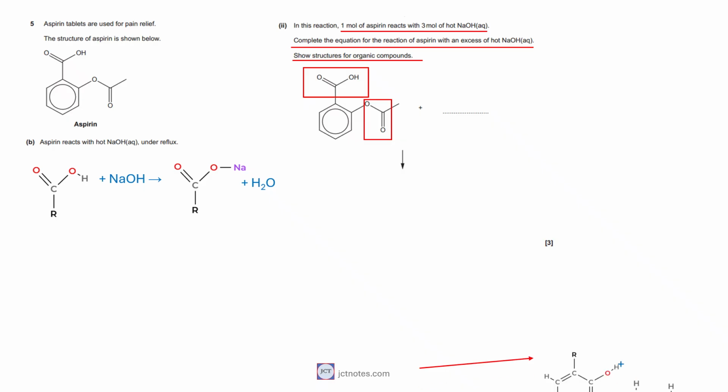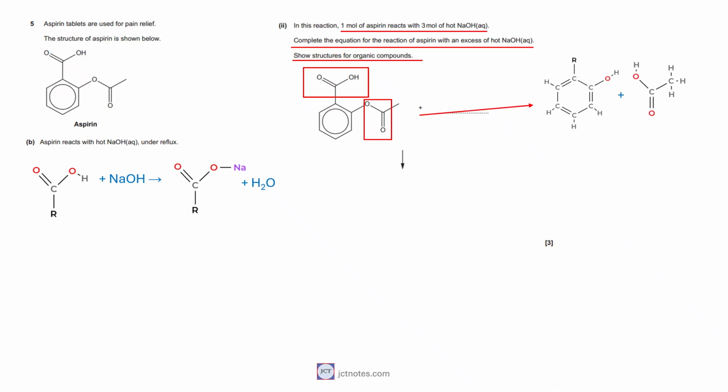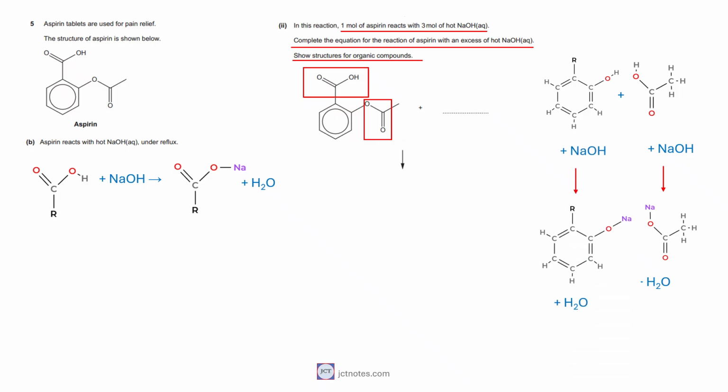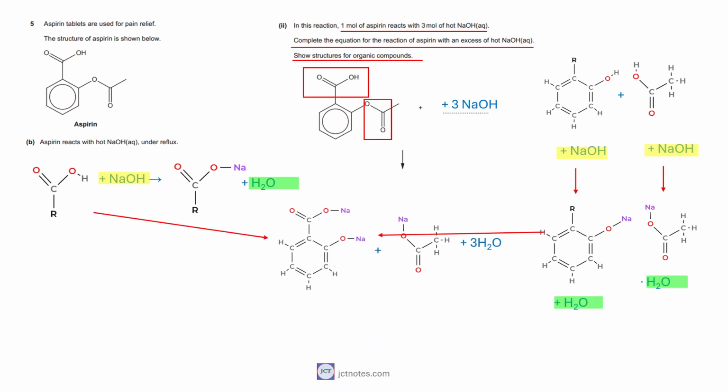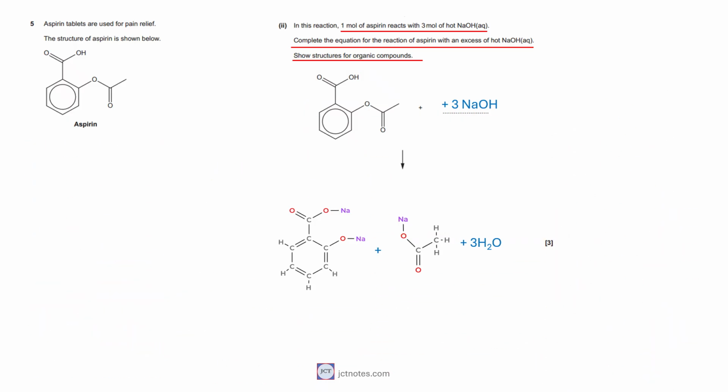Next, the ester group is hydrolyzed by the hot sodium hydroxide. This produces ethanoic acid and a phenol-derived compound. The ethanoic acid then reacts with sodium hydroxide to form sodium ethanoate and water. The phenol-derived compound is also a weak acid, so it reacts with sodium hydroxide to form its sodium salt and water. Overall, 3 moles of sodium hydroxide are used. The products are 3 molecules of water, sodium ethanoate, and the disodium salt of the benzene-derived compound. Therefore, the completed equation is as shown.